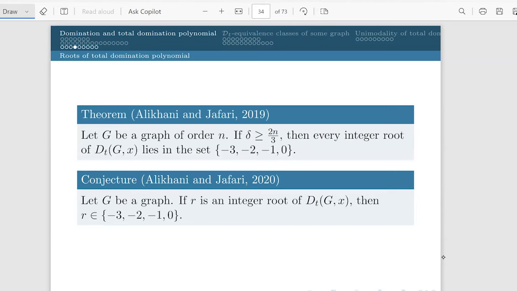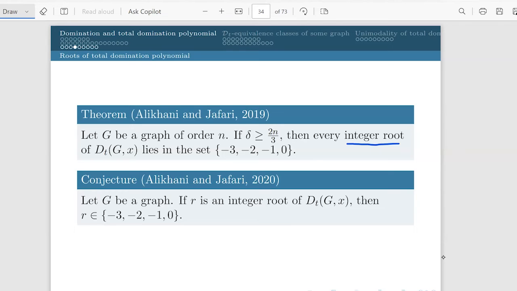Let G be a graph of order n. If the minimum degree of the graph is greater than or equal to 2n over 3, then every integer root of the total domination polynomial lies in this set: -3, -2, -1, and 0. So -4, -5, -6, and so on cannot be integer roots of the total domination polynomial.